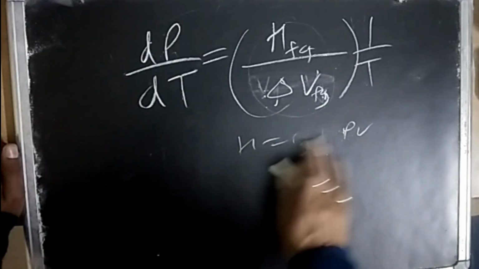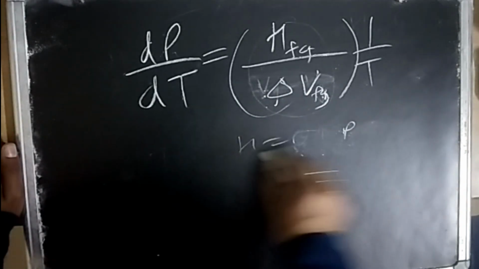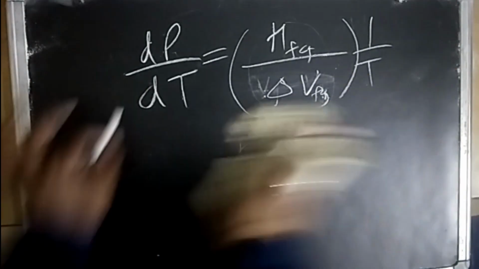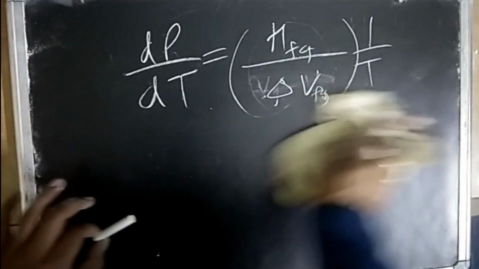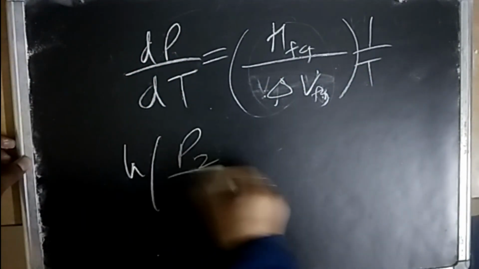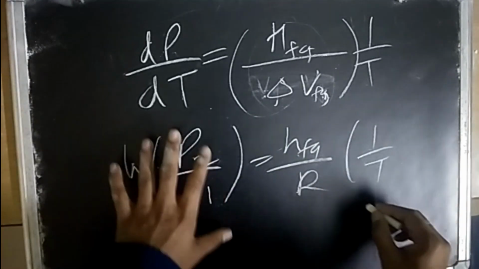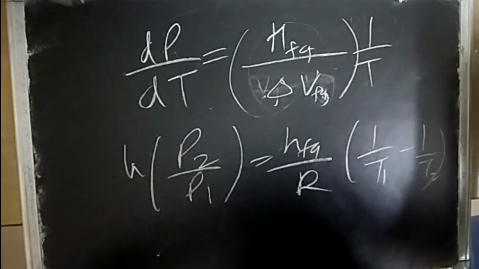If you neglect U, then H is P into V, so P is H upon V. I'm just telling you a method to remember this in a way. So dP by dT is there, and in throttling also we see dT upon dP. Mostly our pressure and temperature are taken as slope. So dP upon dT is HFg by delta Vfg into 1 upon T. When we integrate, it is ln P2 by P1 equals HFg by R into 1 by T1 minus 1 by T2. This is kind of like the Arrhenius equation, the rate kind of thing. This is easy. So this was the whole thing here.